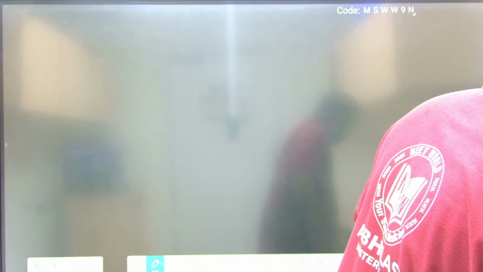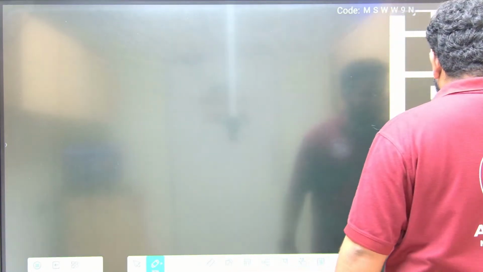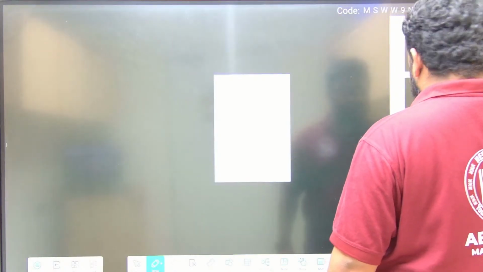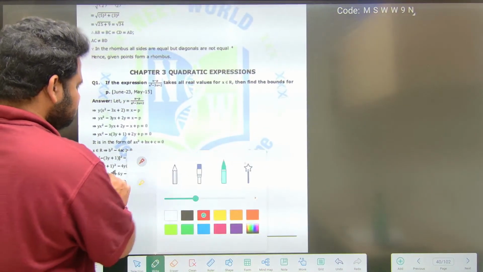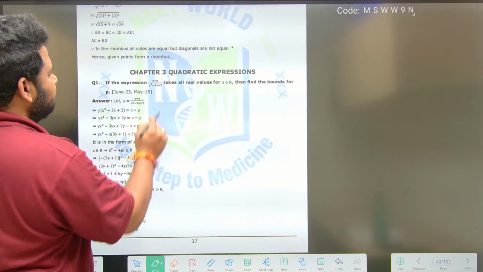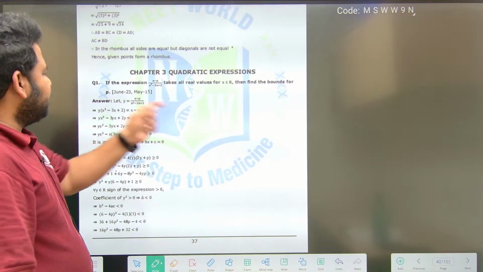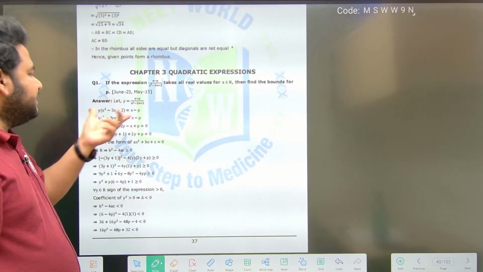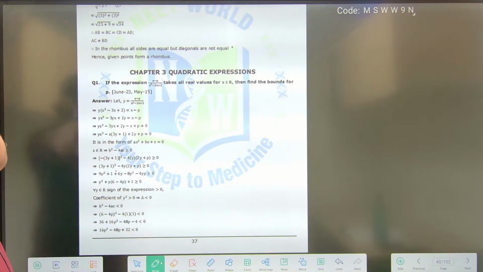The next question that we have, let us solve this question. Observe this carefully. They are telling, if the expression (x minus p) by (x square minus 3x plus 2) takes all the real values for x belonging to R, then find the bounds of p. That means they are asking the limits of p.